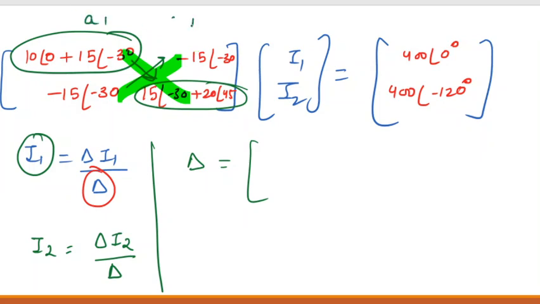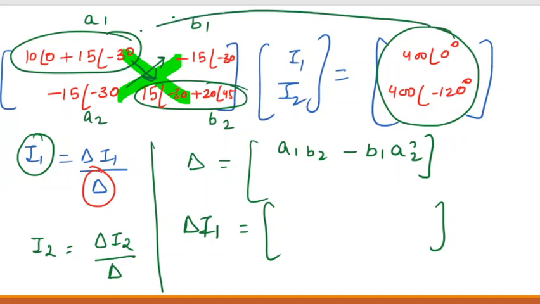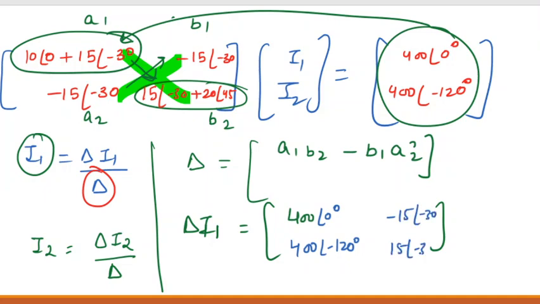Suppose it is A1, B1, A2. It would be A1, B2 minus B1, A2. Okay. Similarly, you need to calculate delta I1. For that, you need to replace the first column with the voltage term. So it would be 400 angle 0 degree, 400 angle minus 120 degree, then minus 15 angle minus 30, and 15 angle minus 30 plus 20 angle 45. Okay, again you need to do the same.